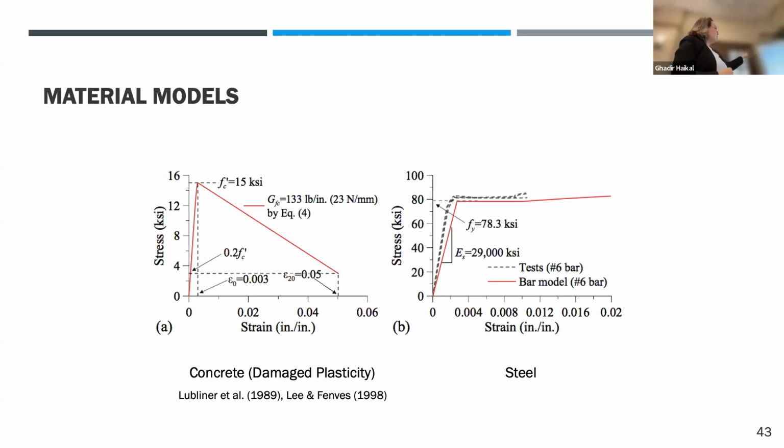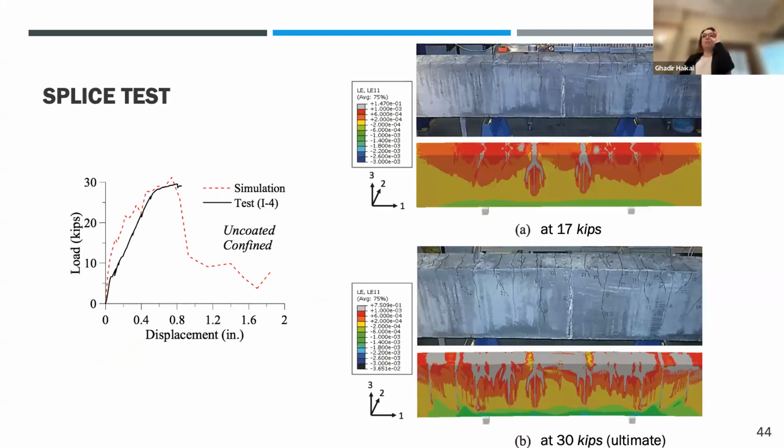And for the steel bar, we use an elastoplastic model, but for the concrete, we use the concrete damage plasticity model available in Abacus. And this is the result of the simulation compared to the test.